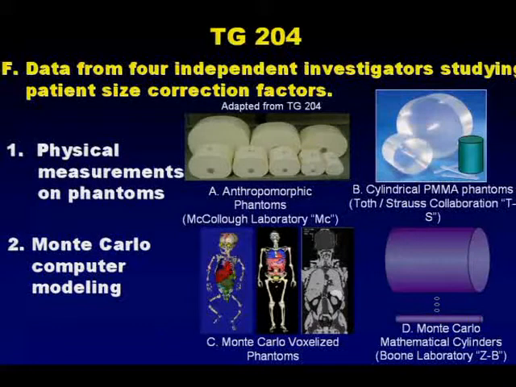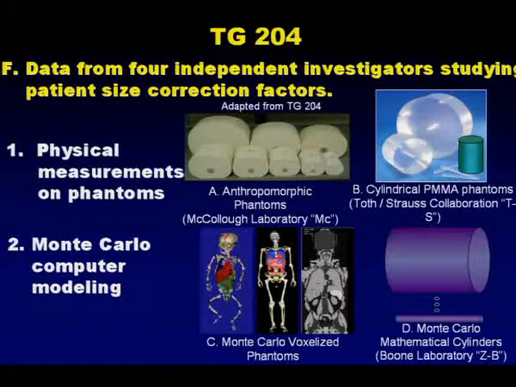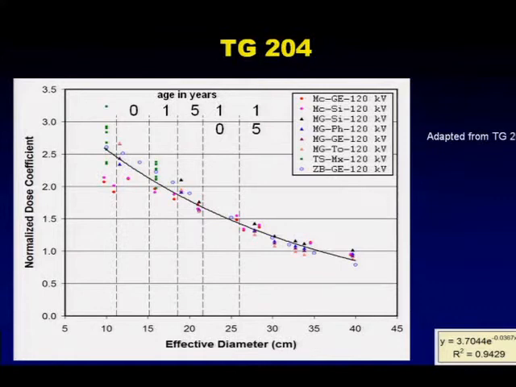The upper left, Cynthia McCullough and her crew were doing things with anthropomorphic phantoms. Tom Toth and I looked at a number of scanners with the standard PMMA 3-size CTDI phantoms. John Boone did work in his laboratory with Monte Carlo simulations, and of course Mike McNitt-Gray and his crew have been doing a lot of Monte Carlo work. And so we took all that data from the 4 different groups and normalized it, and lo and behold, to our shock, we could fit a curve to it with a pretty reasonable R-squared value of 0.94. So this fundamental curve for the 32 centimeter phantom is the basis for all the correction factors in TG204.